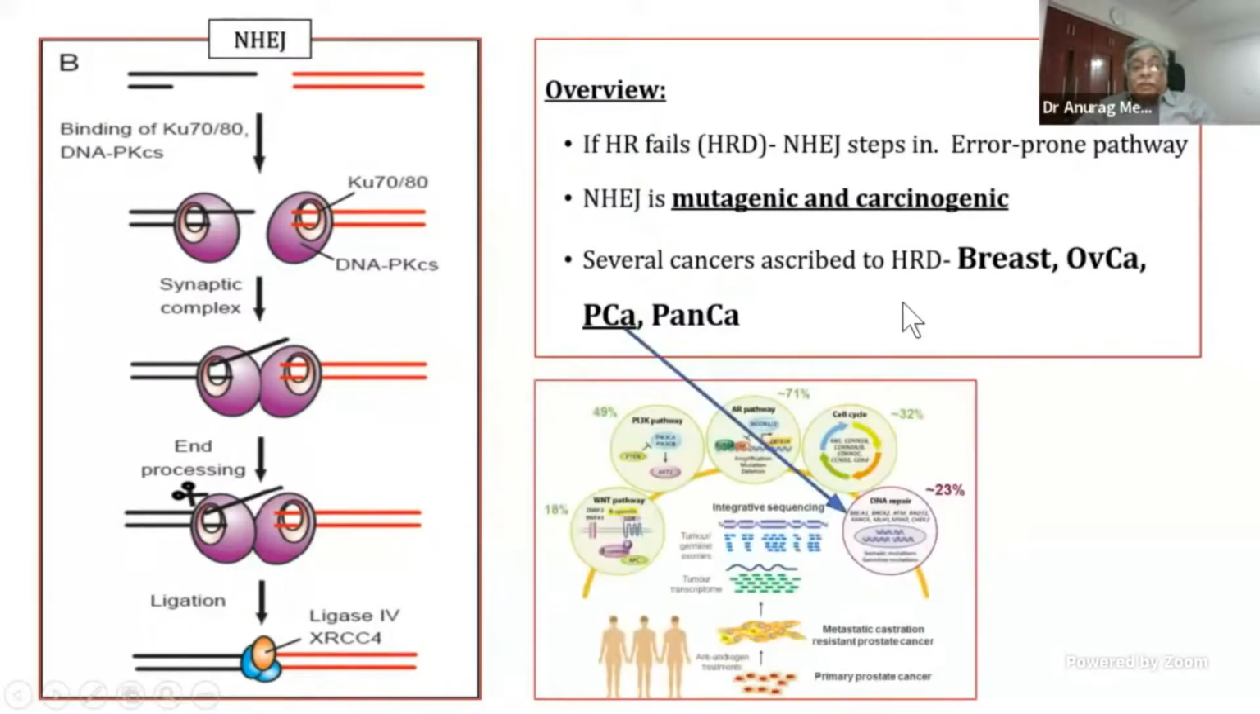And as far as prostate cancer is concerned, 23% of prostate cancers are initiated by homologous recombination deficiency. And this alteration is a driver alteration and occurs early. This is an important point to remember for the purpose of testing, that this is not an evolutionary change, but this is an initiating change.